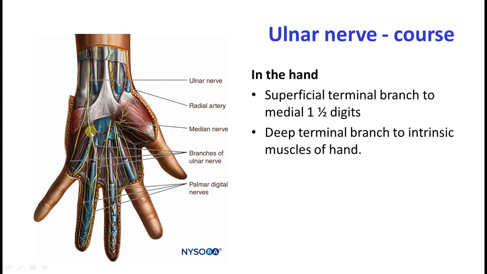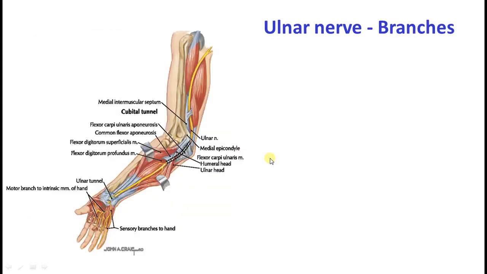The deep branch is actually not seen here. It passes deeper, piercing or passing between the hypothenar muscles. Then it will be present more on a deeper plane. I will come to this.